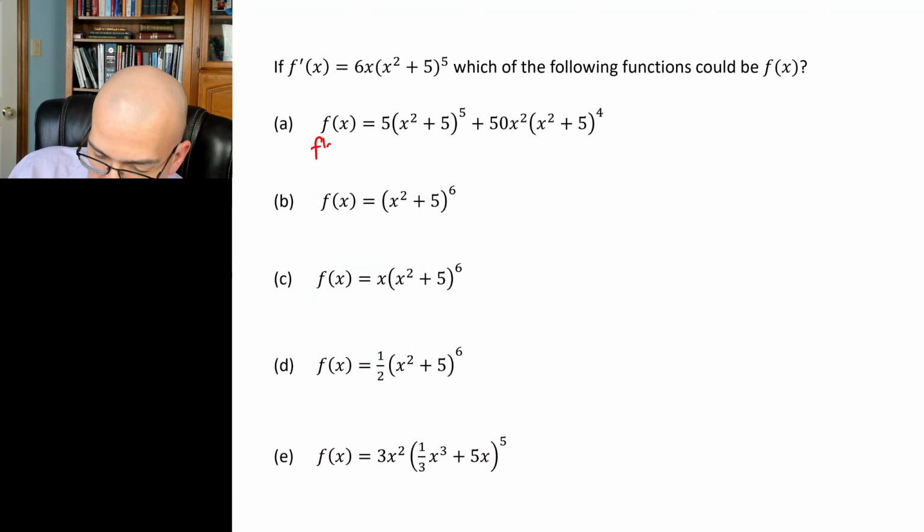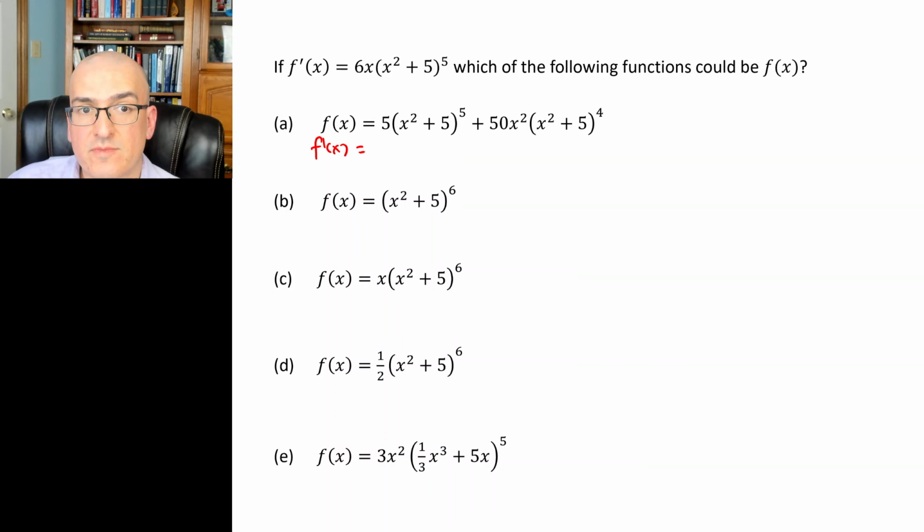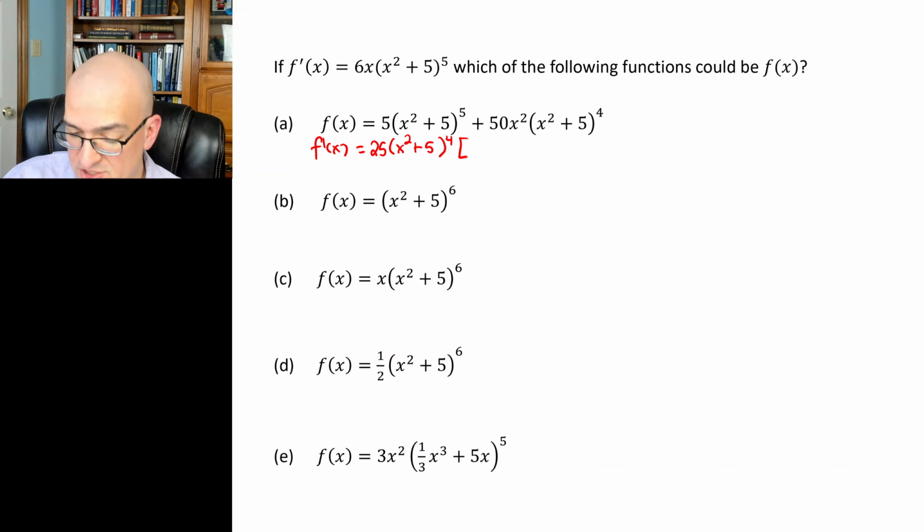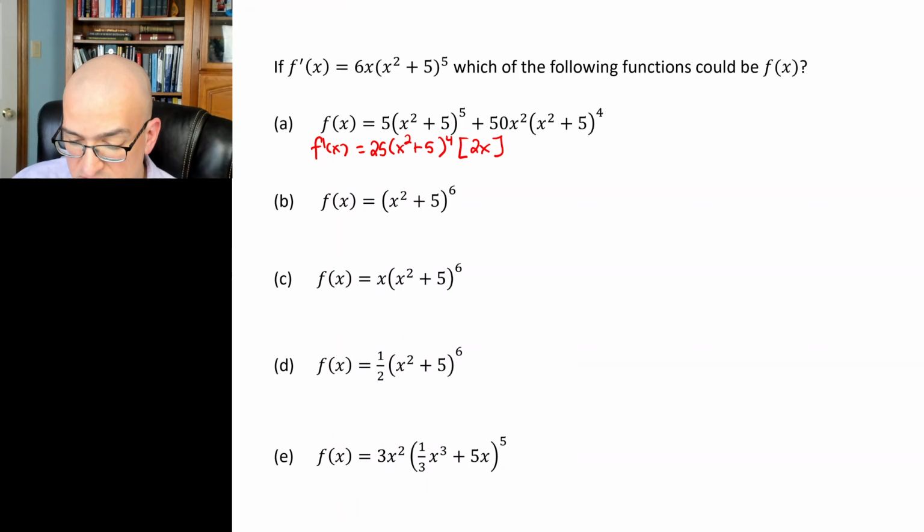So I'll take the derivative of the first one. We have a chain rule. We have a function raised to a power. The 5 will come down, multiply by the 5 that's already in front. 25 times x squared plus 5 to the power 4. Multiplied by the derivative of the inside, because you're using a chain rule. So 2x. Derivative of x squared plus 5 is 2x plus 0. I'm just dropping the plus 0.